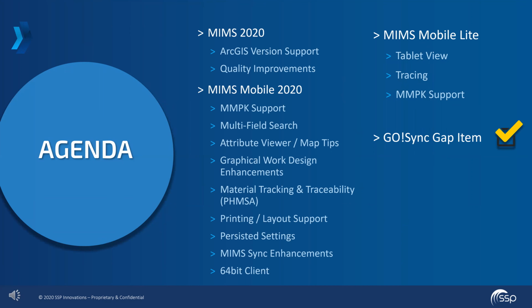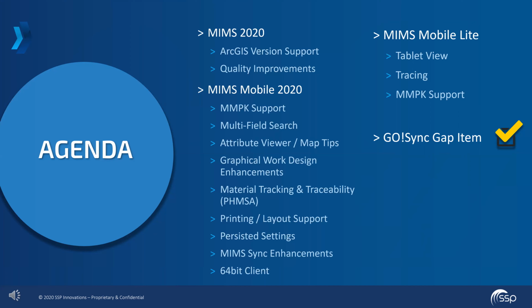So let's take a look at today's agenda. This release is jam-packed with GoSync to MIMS gap items, customer requests, and enhancements both in MIMS Mobile and MIMS Mobile Lite. Across MIMS, we have certified new Esri versions, including Runtime 100.6, ArcGIS Enterprise 10.7.1, and ArcGIS Pro 2.5. MIMS is also now being deployed as a 64-bit application, which has important implications for runtime performance.